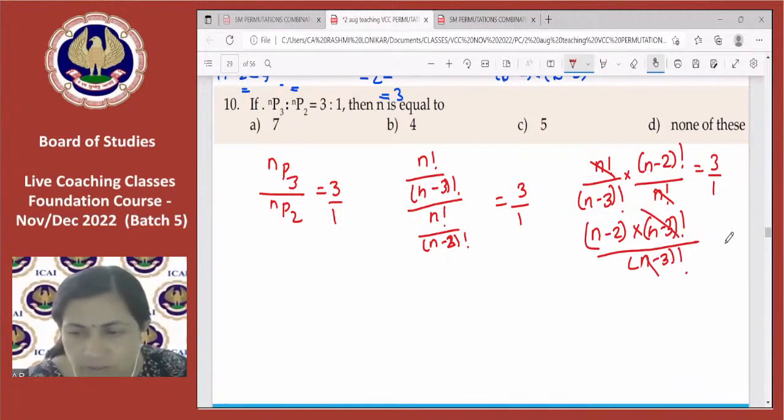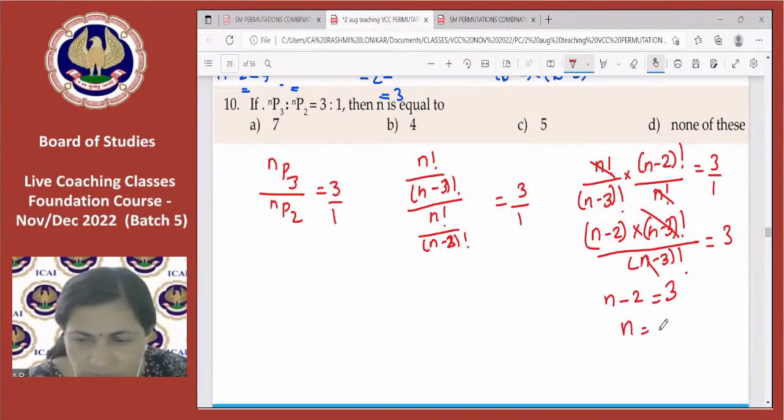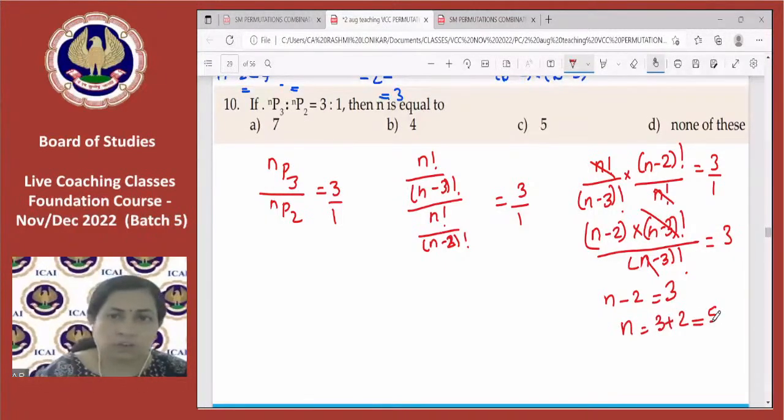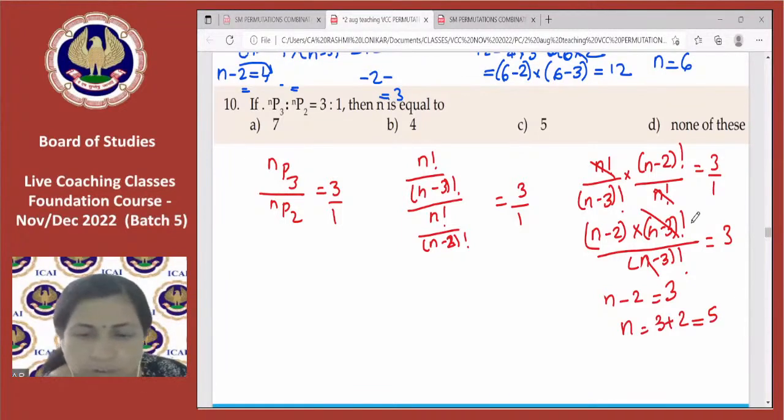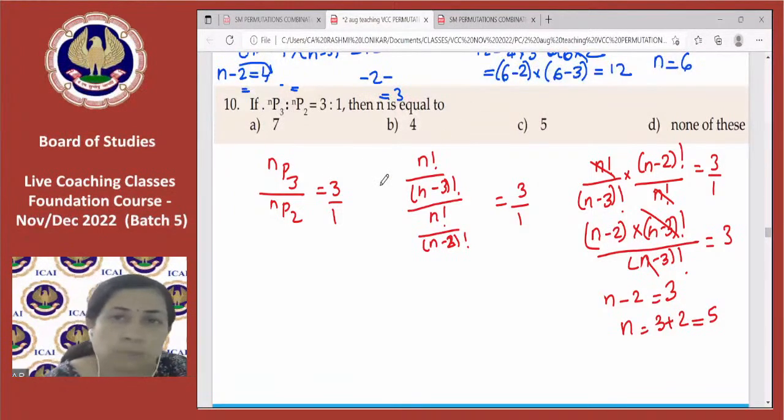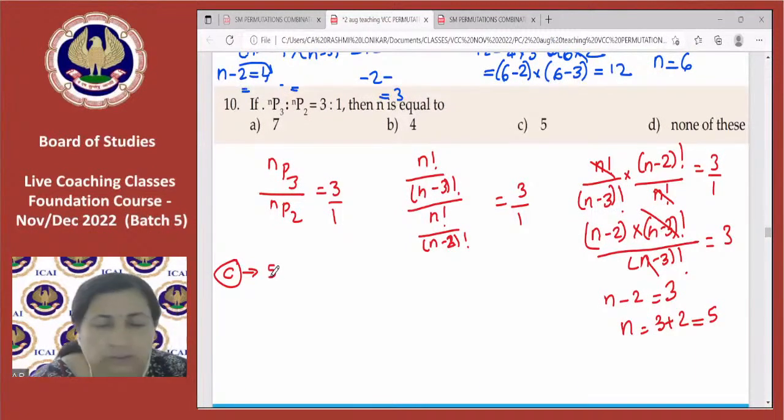This is equal to 3. So I get n minus 2 is equal to 3, and n is equal to 3 plus 2, which is equal to 5. So I have got this. This is the method. The second method is by putting in the value of n from the options. So let us take option C, where the value of n is equal to 5.